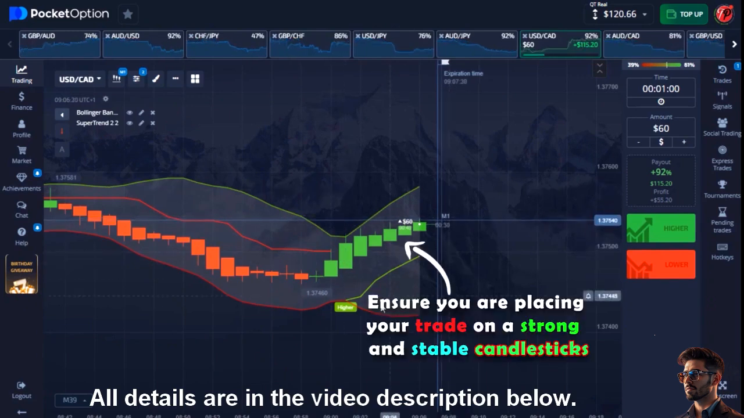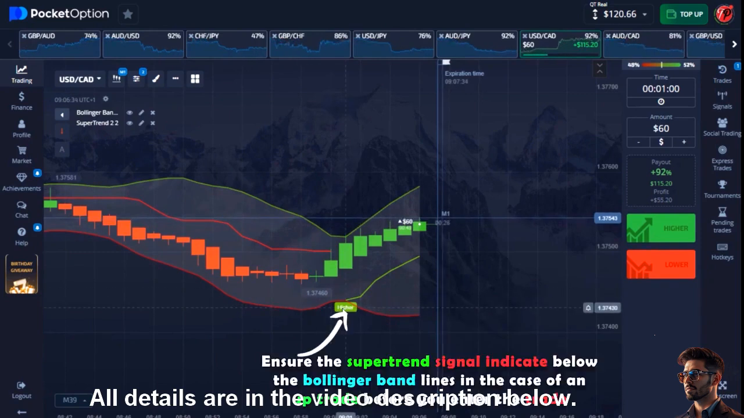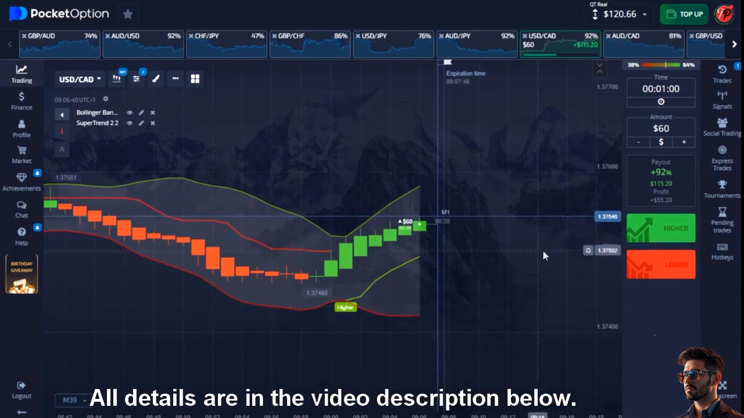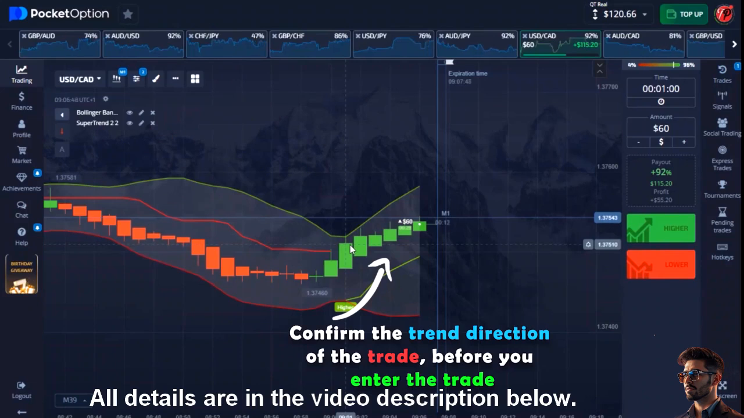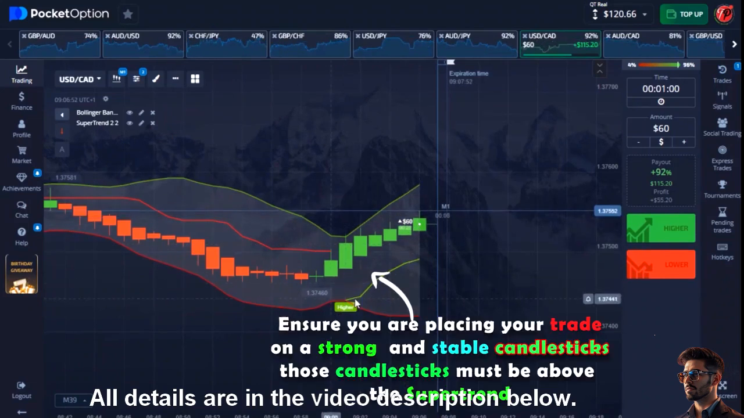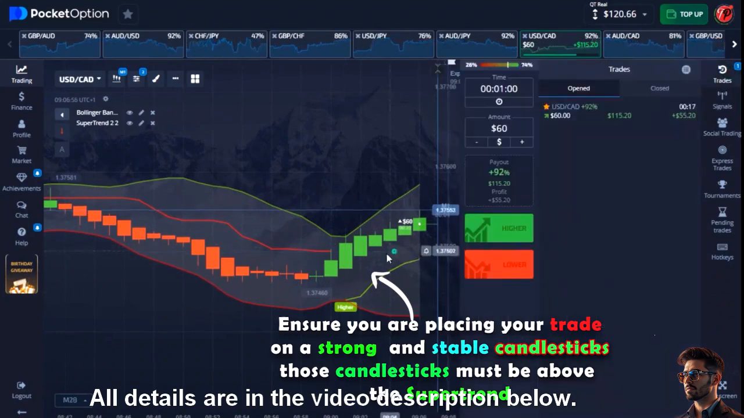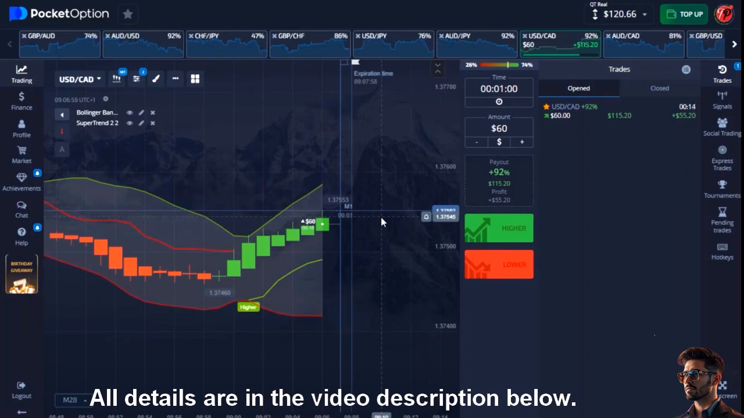And like I just said, always make sure that your super trend signal is always very close to the downline of the Bollinger Band anytime you're going for an up trade. So that's the number one confirmation. The second thing is to make sure that you're having a stable, very strong confirmation of an uptrend with your candlesticks. And the last thing is to make sure that all the candlesticks are actually above the super trend indicator. I hope you understand. It's a very simple strategy, guys.